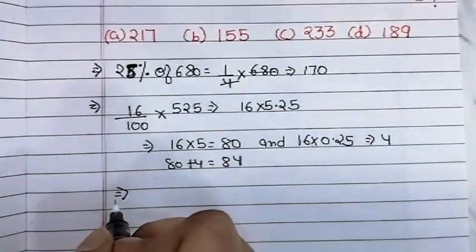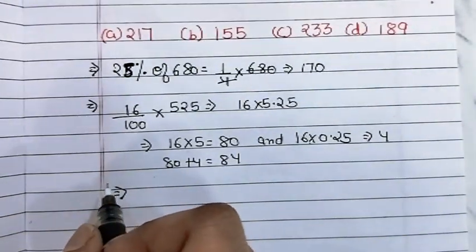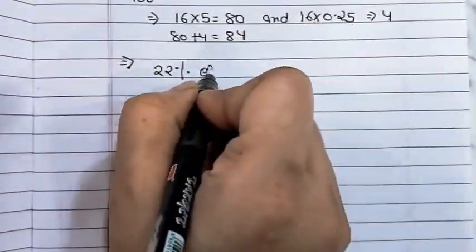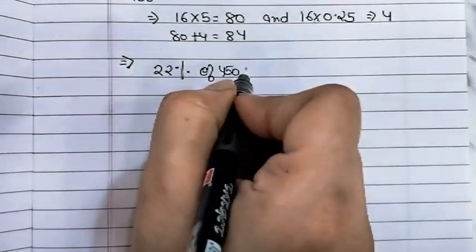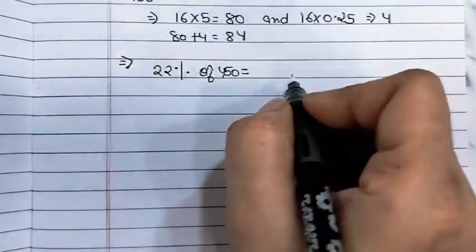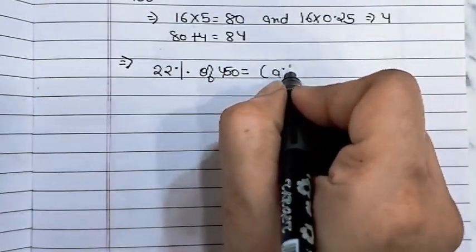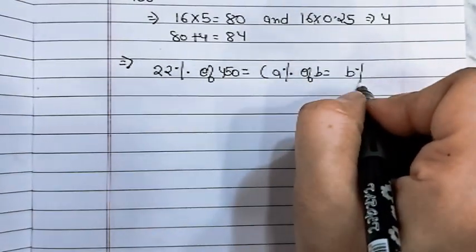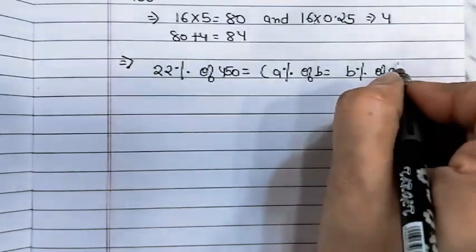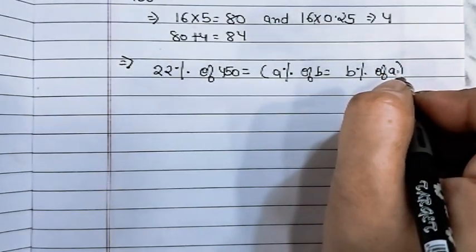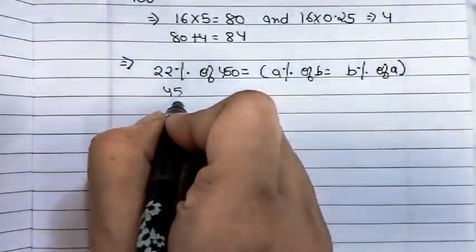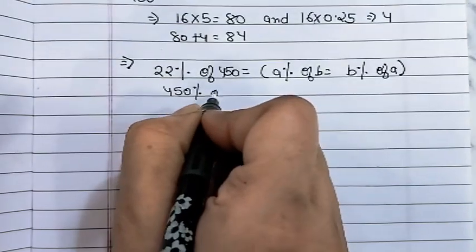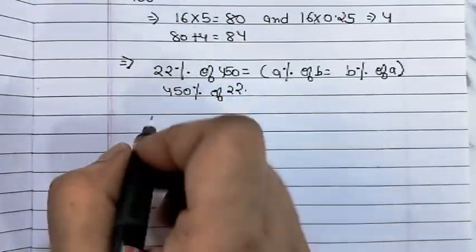Now the third step, calculate the 22% of 450. Here you can use the commutative property of multiplication. A% of B is equal to B% of A. So this is the same as 450% of 22.